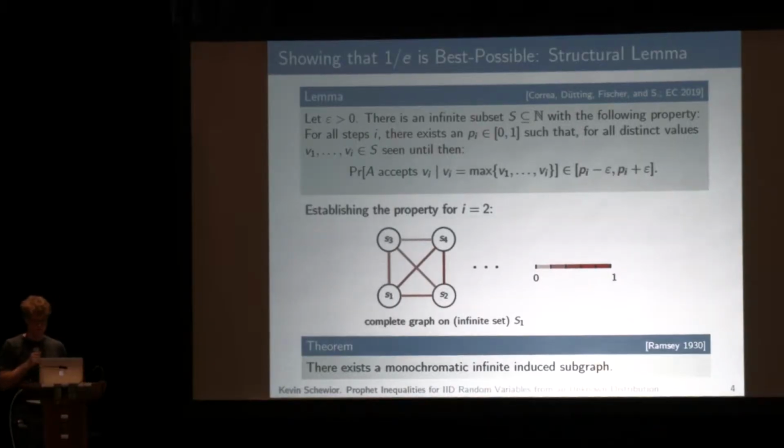And now we're going to use Ramsey's theorem, which says there exists a monochromatic infinite induced subgraph in this graph. So maybe this one. And now we know that in this infinite induced subgraph, for any edge, we have the property that we want, right? That the algorithm accepts with essentially the same probability when it sees the larger value as the second value and the smaller value as the first value. This is how we establish the property for i equals 2. For larger i, we use Ramsey's theorem on infinite hypergraphs.